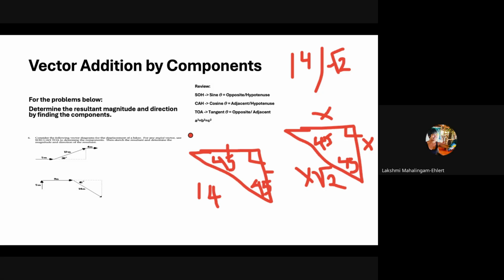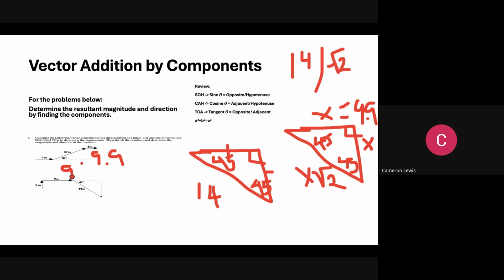It's approximately 10. Approximately 10, 9.8, right? 9.89 or 9.9. So you got X is equal to about 9.9. So now we know that this top one is 9.9. And then now this bottom one is 9.9.